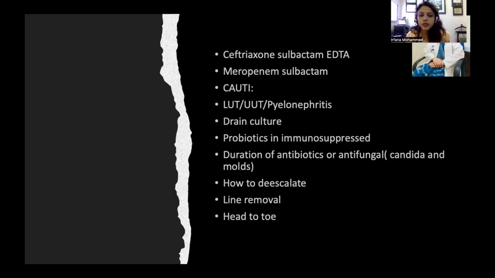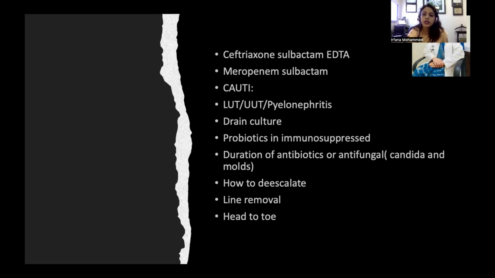And next, coming to drain culture. So if there is an old drain post surgery or post pancreatitis or gallbladder malignancies, many other conditions, hepatobiliary system issues, sometimes there are drains for the patients. And if you're sending a drain culture, make sure that the drain is just less than 24 hours old.